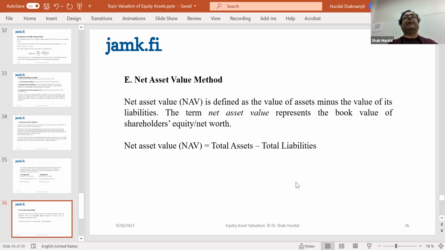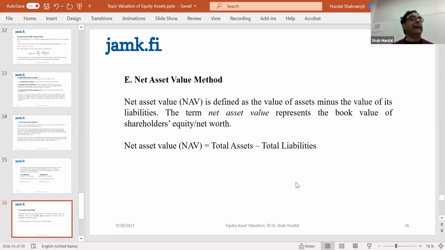How many of you can bring the visualization of a balance sheet in front of your eyes now? Can you? On the one hand of the balance sheet, you have assets. And then on the other side, you have the liabilities. And the assets minus liabilities is what? Equity. So equity is basically your net asset.